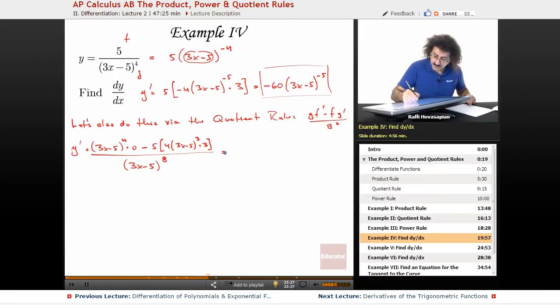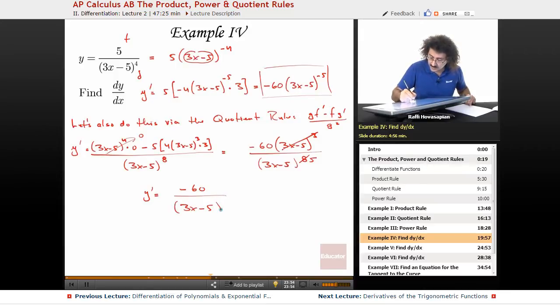Well, this is equal to, so this first term is just 0, so we have minus 60 times (3x minus 5) cubed over (3x minus 5) to the 8th power. That leaves you with y prime equals minus 60 over (3x minus 5) to the 5th power. There you go. This is the same as that. This just is expressed with a negative exponent.